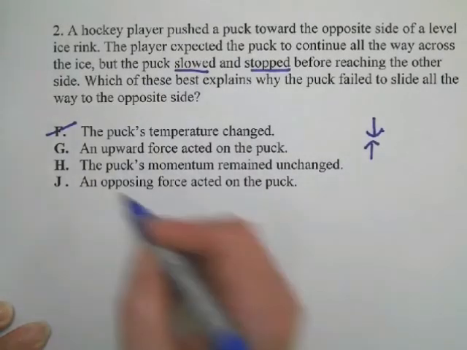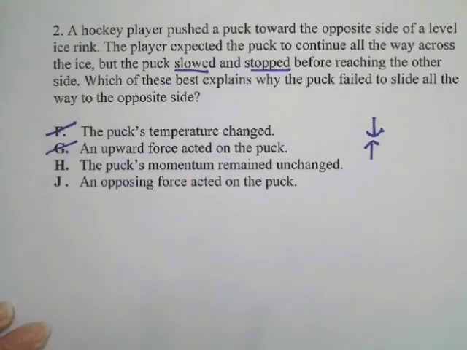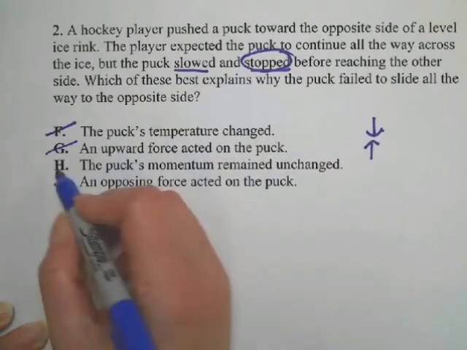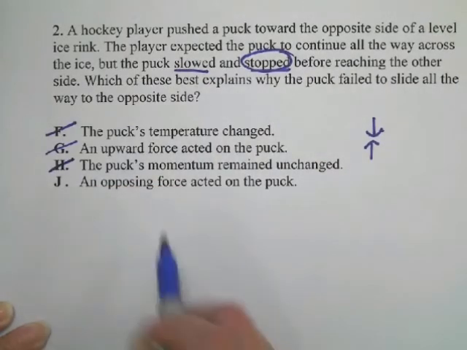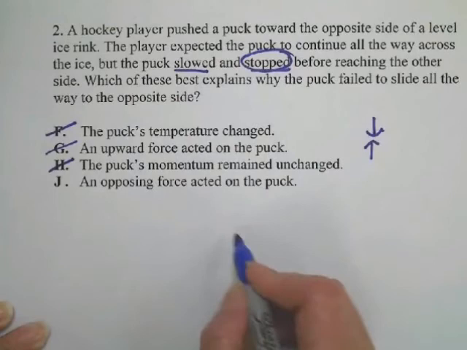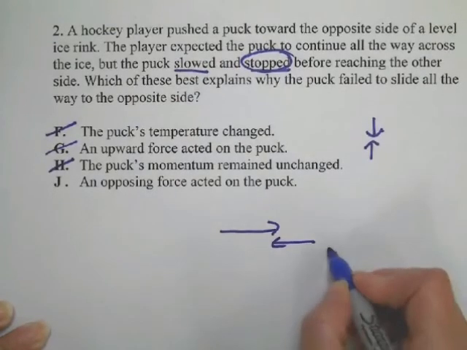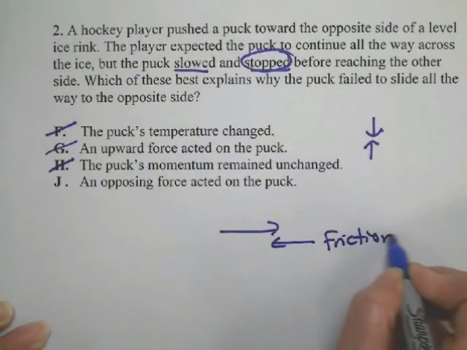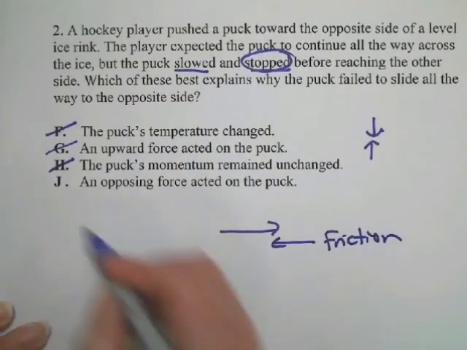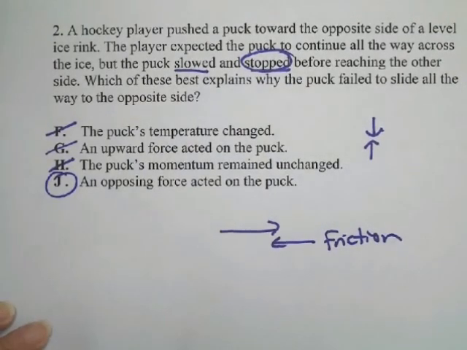The puck's momentum remained unchanged. Well, since it stopped, that's not true. We had a change in momentum because we had a velocity that came down to 0, so I did have a change in momentum. So that can't be our answer either. There has to be an opposing force that's acting on the puck. Remember, the puck is sliding forward. That means there has to be something going against it. And what's going against it is friction. So the opposing force of friction is actually what's causing it to stop. So J should be your answer.